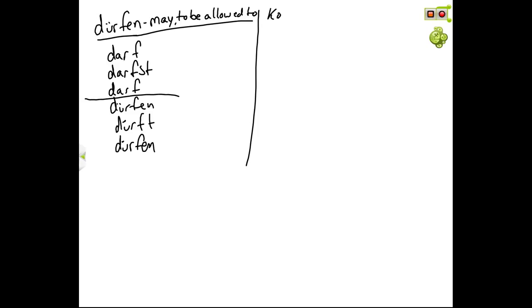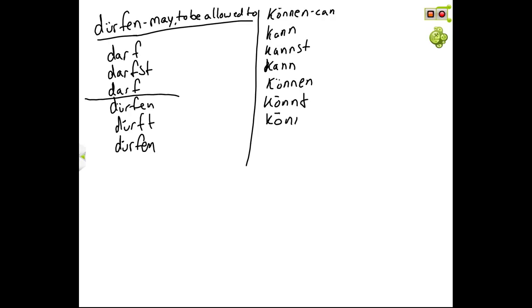We have können, can or to be able to, and you would use ich kann, du kannst, sie es kann, wir können, ihr könnt, sie können. And again, only the ones that are in the singular forms are going to be irregular. They all take a stem change of some sort.